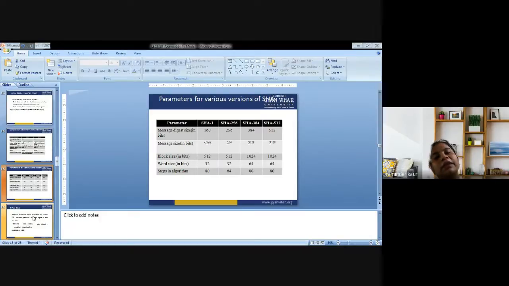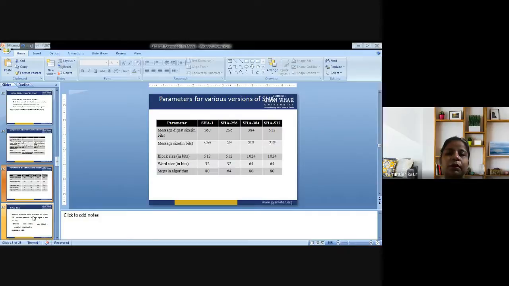In SHA1, it is less than 2 raised to power 64. In 256, it is 2 raised to power 64. In 384, it is 2 raised to power 128. And in SHA512, again, it is 2 raised to power 128. Next is block size. If we are talking about the block size of SHA1 and 256, it is 512. But on the other hand, if we are talking about SHA 384 and 512, it consists of a 1024-bit block.